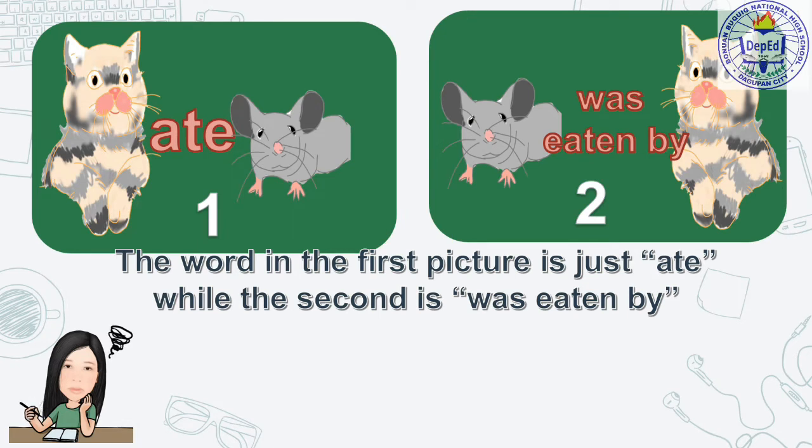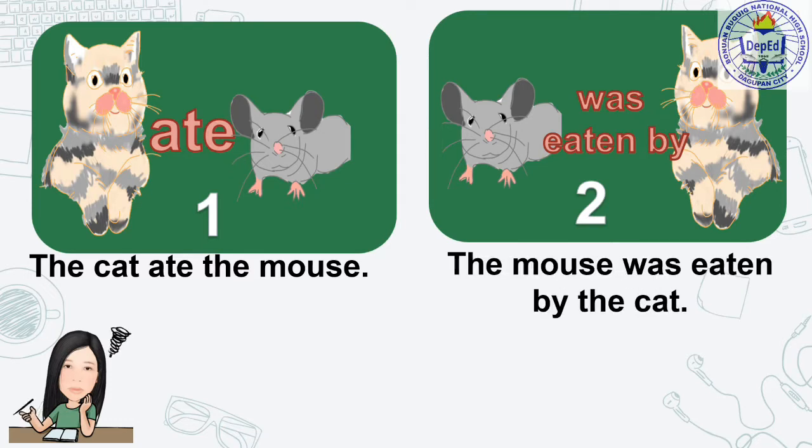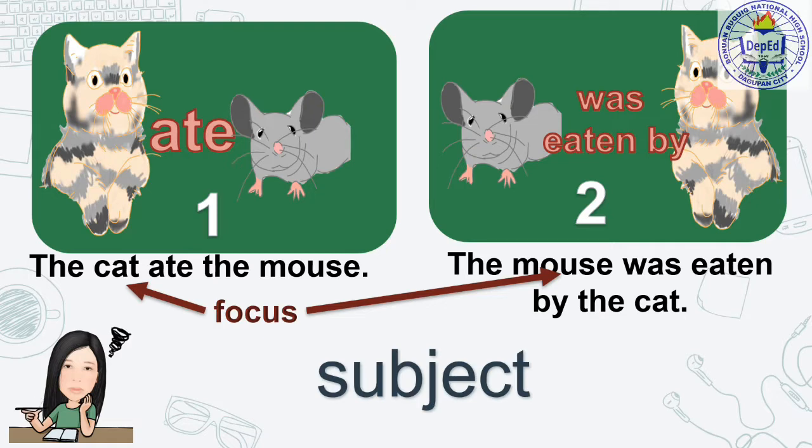Great! Now let's transform these two pictures into sentences, and these are: the cat ate the mouse for the first picture, the mouse was eaten by the cat for the second picture. In the first sentence, the focus is the cat, while in the second sentence, the focus is the mouse. Focus means the subject of the sentence.